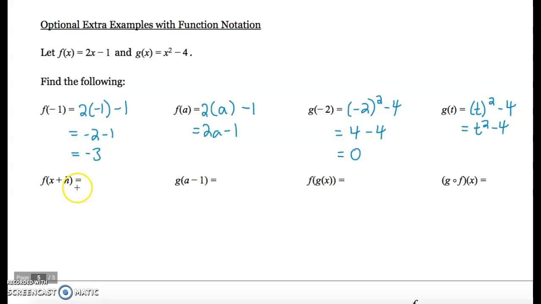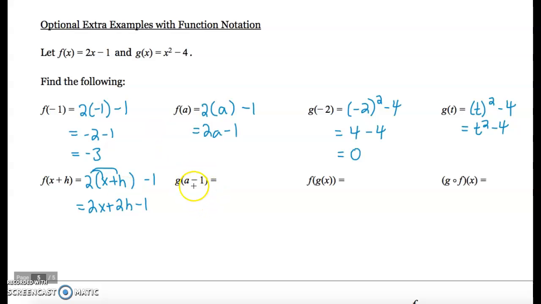All right, for this one, we have f of x plus h. So that means anywhere that I have an input in here, I'm going to plug in an x plus h. So it'll be 2 times my input minus 1, and my input that I'm plugging in is x plus h. So we're going to have to try to simplify this. I'm going to distribute that 2, and I'll get 2x plus 2h minus 1. I have no more parentheses, and I don't have any other like terms I can combine. So I have simplified enough.